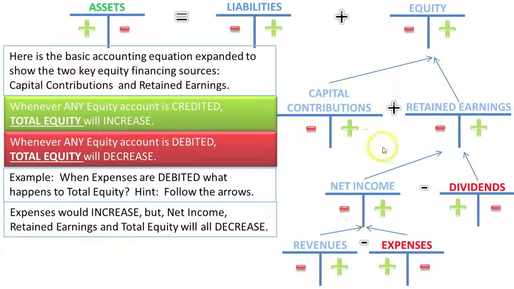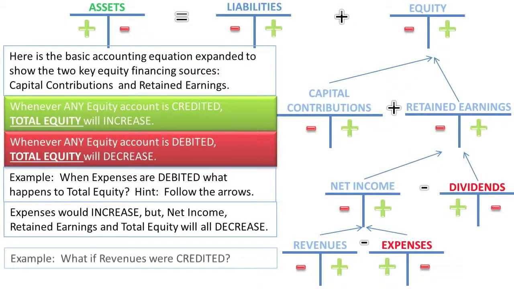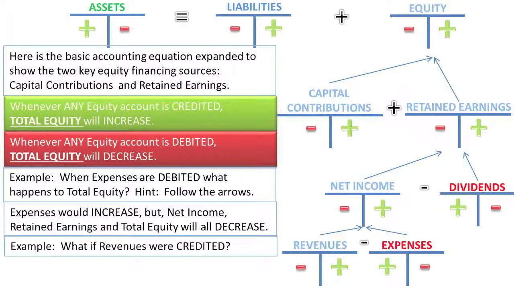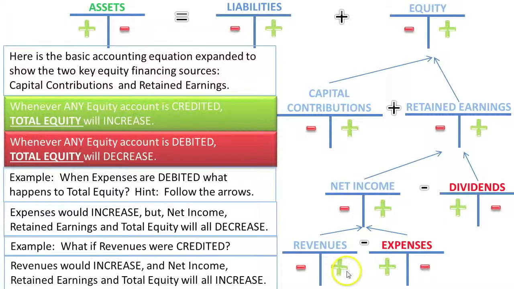Example, when expenses are debited, what happens to total equity? Hint, follow the arrows. Expenses would increase. Net income would decrease. Retained earnings would decrease, and total equity would decrease. Example, what if revenues were credited? Revenues would increase, net income would increase, retained earnings would increase, and total equity would increase.